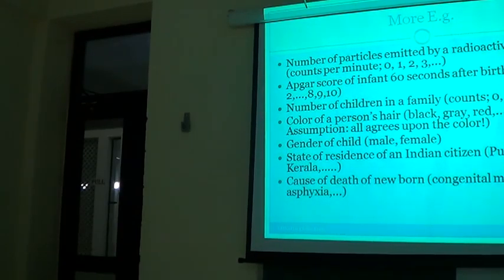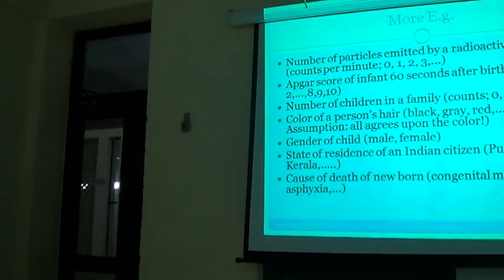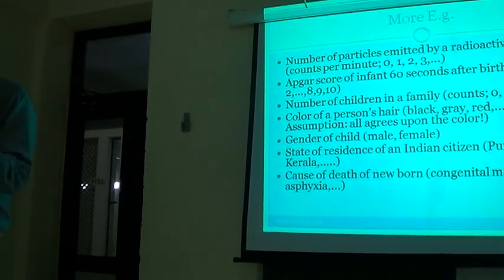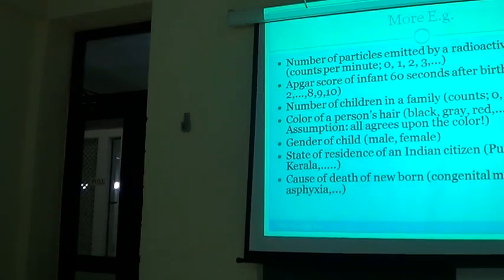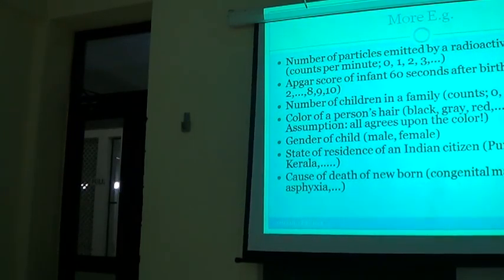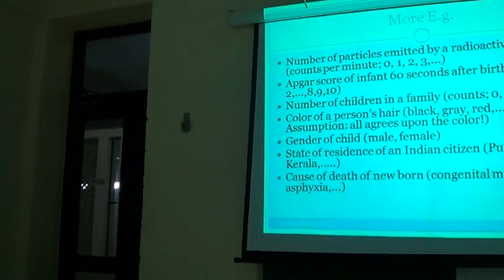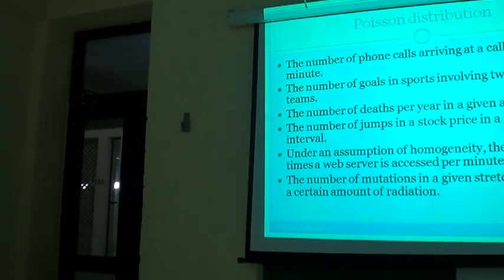Cause of death of a newborn, again that is discrete, one cause. And there could also be multiple causes acting together. But again, that multiplicity, how many factors contributed to the cause of death of an infant, if that is known, again is a discrete variable. It will never be a continuous variable. Okay? So all this follows the Poisson distribution.